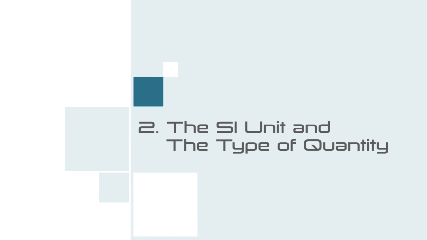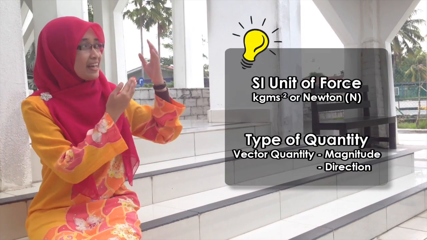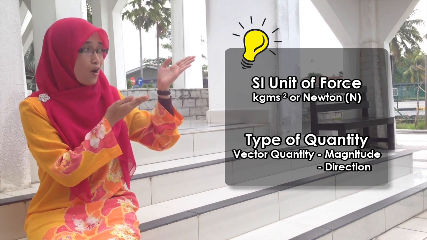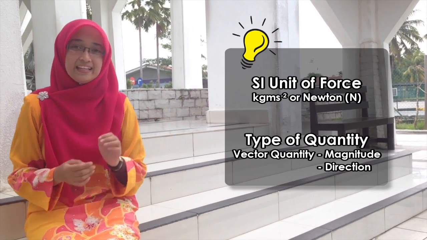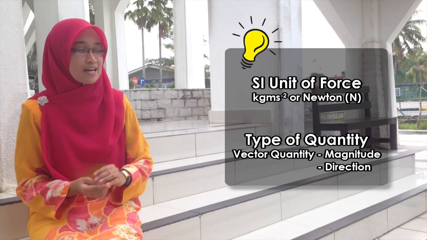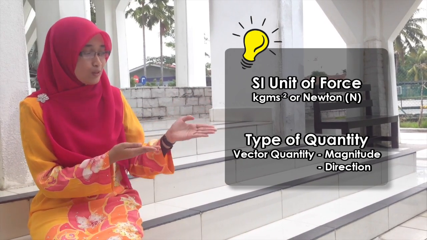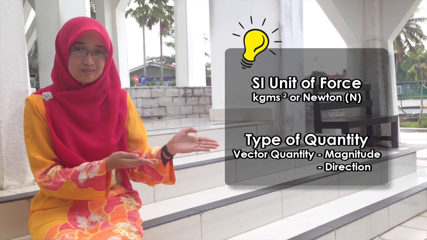The SI unit and type of quantity. The SI unit of force is kg ms^-2 or Newton. And the type of quantity is vector quantity, which has magnitude and direction.